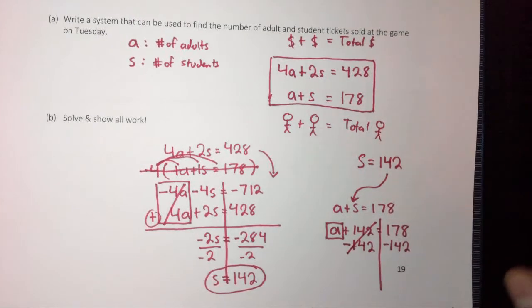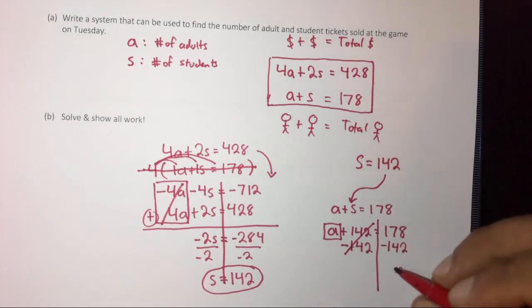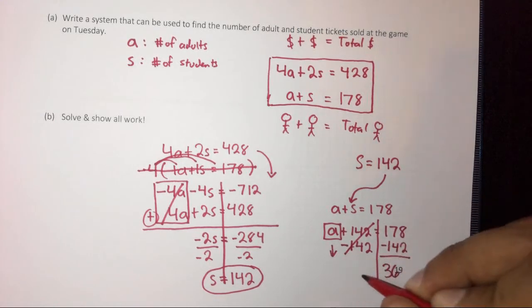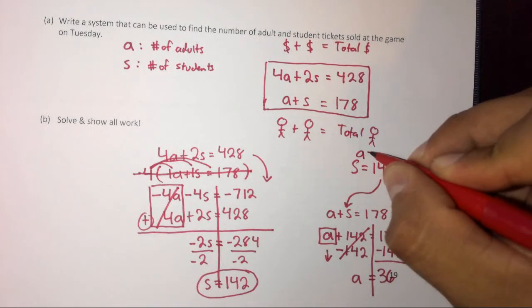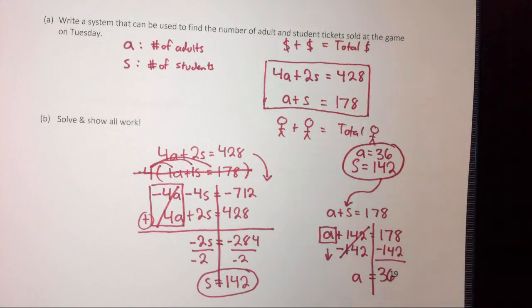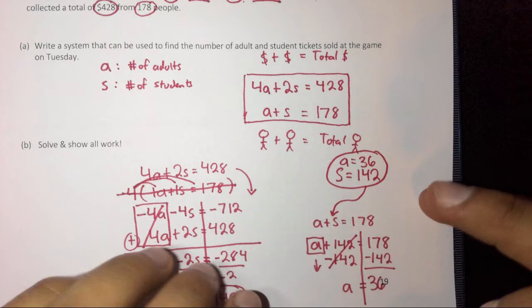178 plus negative 142 is going to give me 36. And my A comes down, so I have that A equals 36, or there were 36 adults. And so that is my final answer, that there were 36 adults and 142 students at the game.